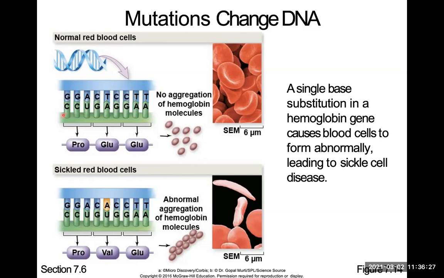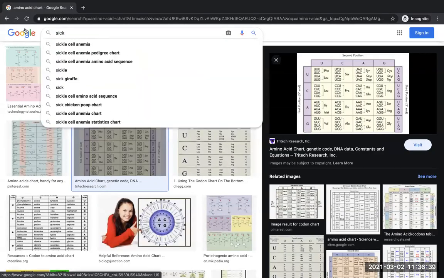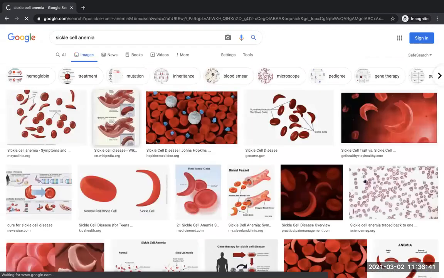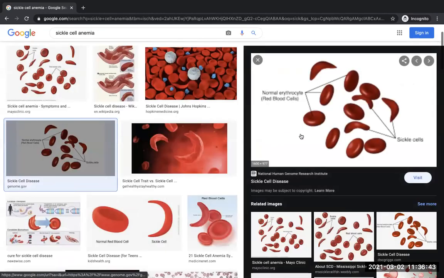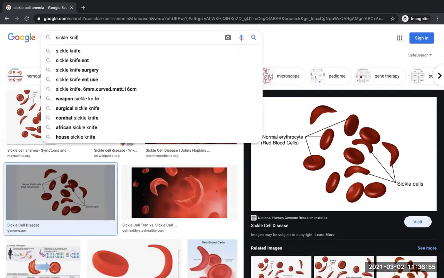And this is transcription into mRNA. Then these are the amino acids. If there is a mutation, let me show you something. This is what your normal blood cells look like. But if you have that mutation, then the blood cells take this shape. This is called sickle cell anemia, because this looks like a sickle knife.